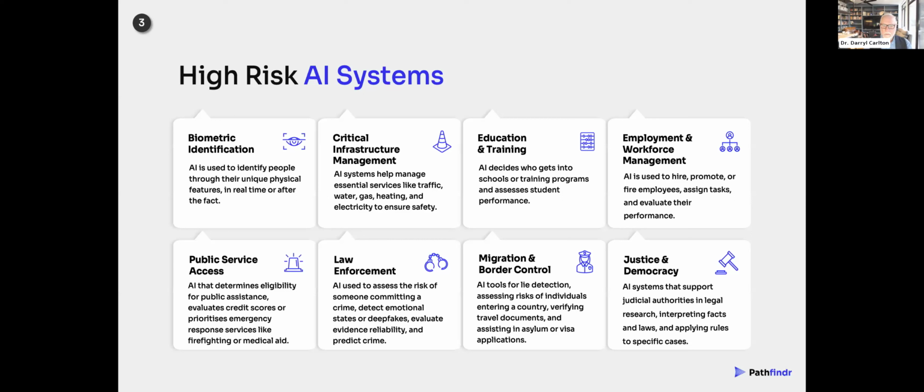AI systems help manage essential services like traffic, water, gas, heating, so critical infrastructure management. And this could also involve embedded AI. These are considered high-risk AI, and you're going to need to have governance for those. Where the AI system decides who gets into schools or training programs, or if the AI system does an automated assessment of student performance, these are considered a high-risk category. Where AI is used to hire, promote, or fire employees, assign tasks and evaluate their performance.